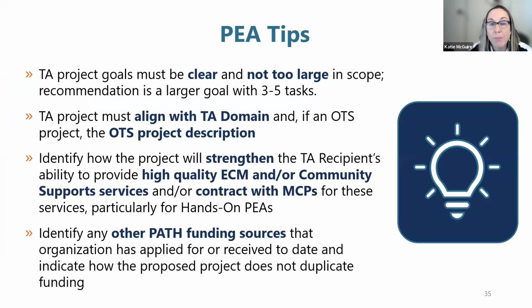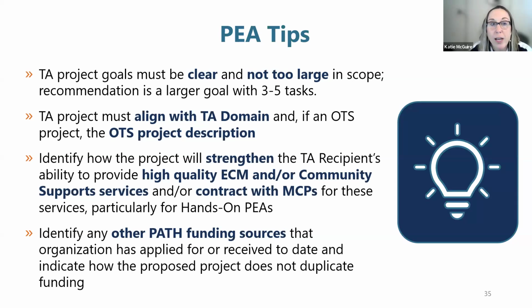then it comes to the TPA review team to start their review. Just going back over the tips, goals must be clear and not too large in scope. They must align with the TA domain, as well as, if this is an off-the-shelf project, it should align with the off-the-shelf project description. If there are additional areas outside that off-the-shelf, then we will probably be in communication and ask that that be switched to hands-on or reworked to align with that off-the-shelf.